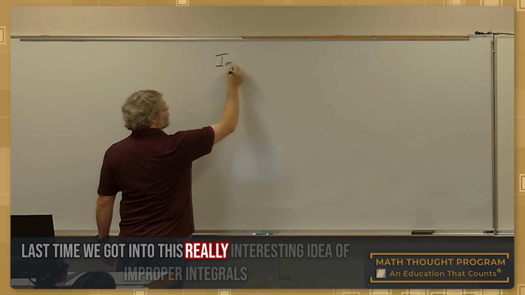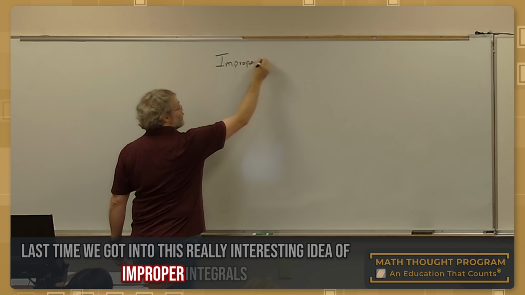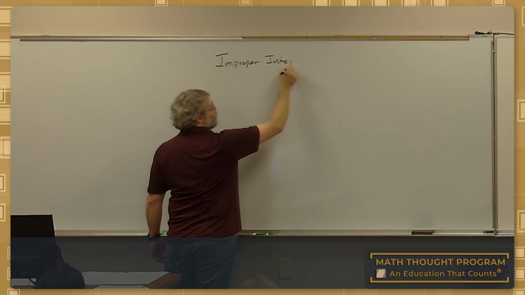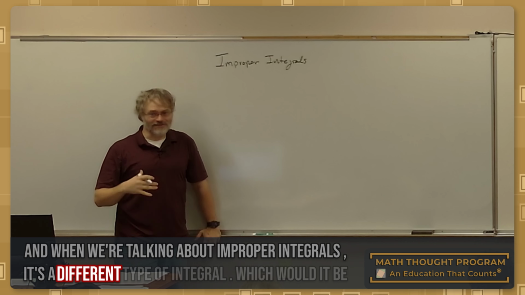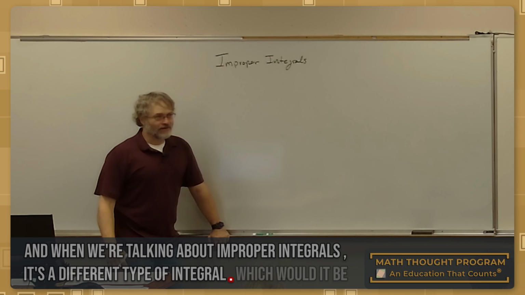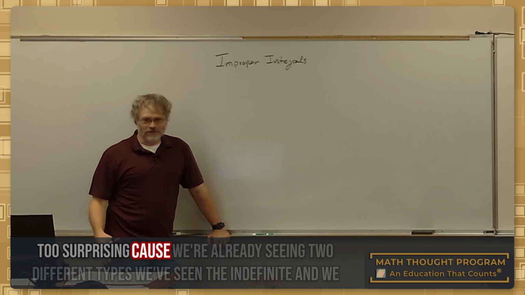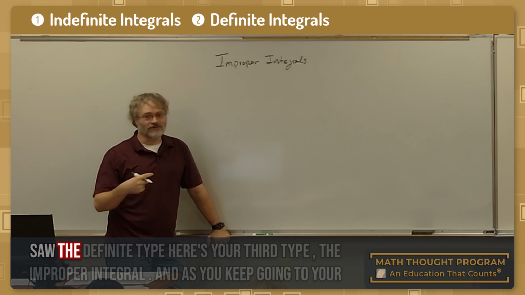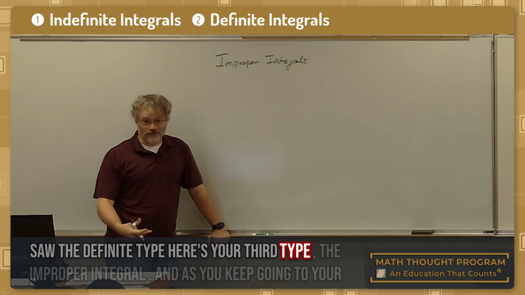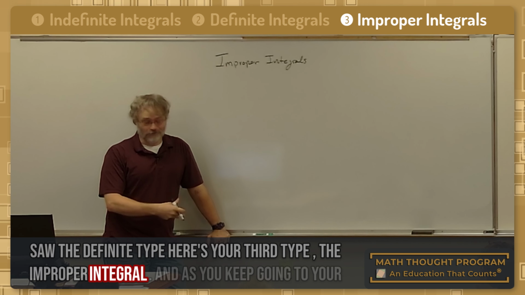Last time we got into this really interesting idea of improper integrals. When we're talking about improper integrals, it's a different type of integral, which wouldn't be too surprising because we're already seeing two different types. We've seen the indefinite and we saw the definite type. Here's your third type, the improper integral.